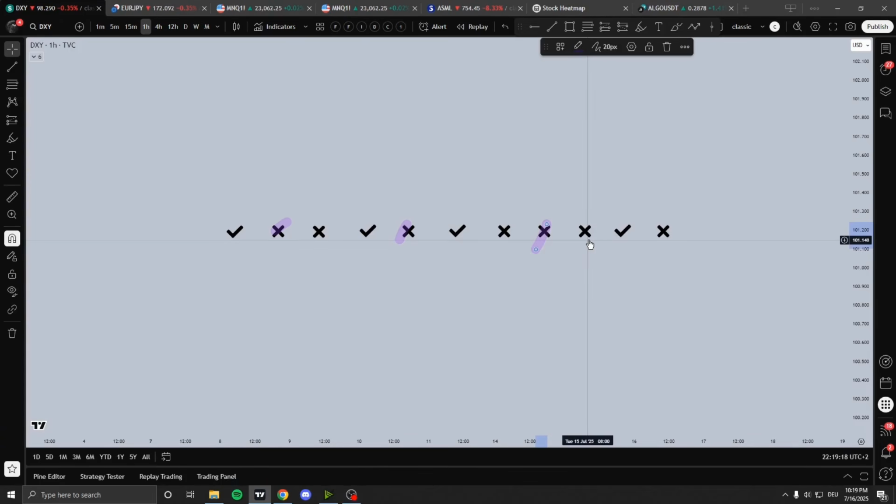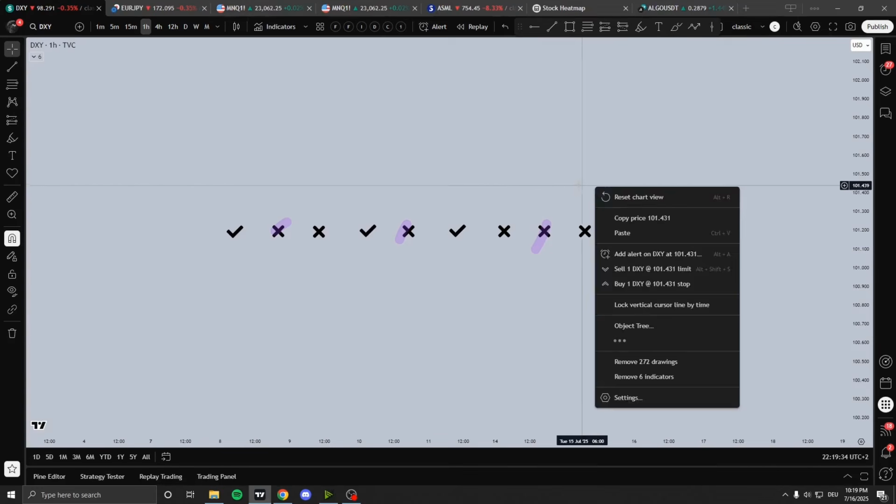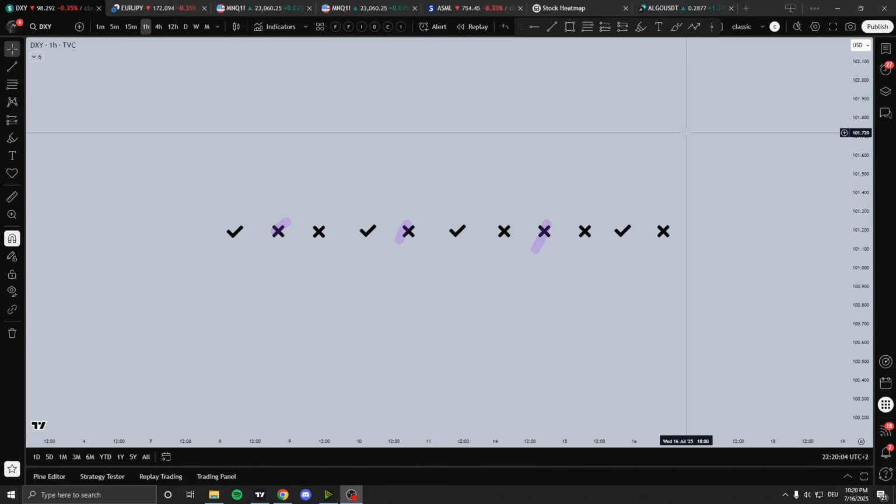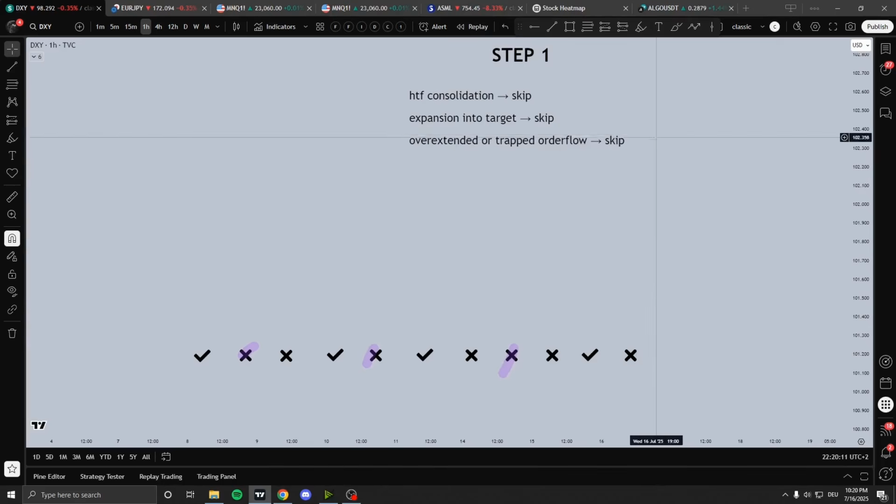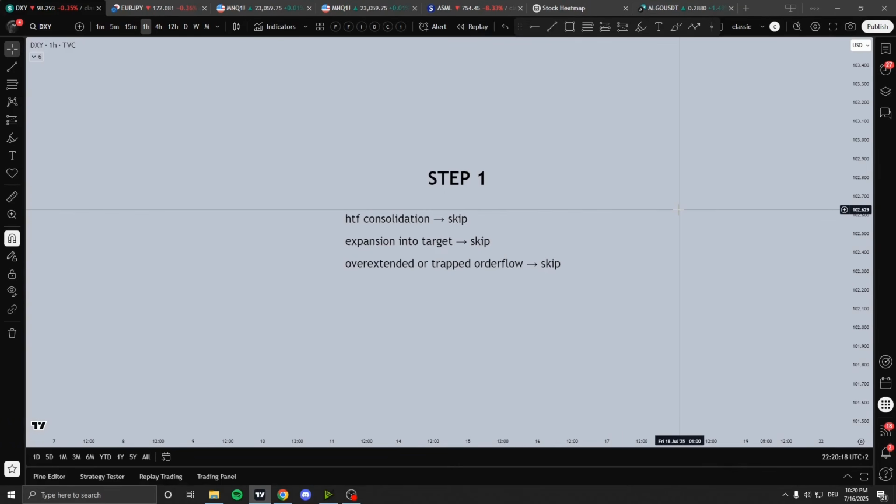And that's exactly where my routine comes into play, which is based on 3 steps before I actually start to look for my execution and my setup on the lower time frames. The first step I always use, to determine if it's even worth determining a bias or a narrative, is first of all trading conditions. So what do I mean by trading conditions? Trading conditions are always relative to your system.